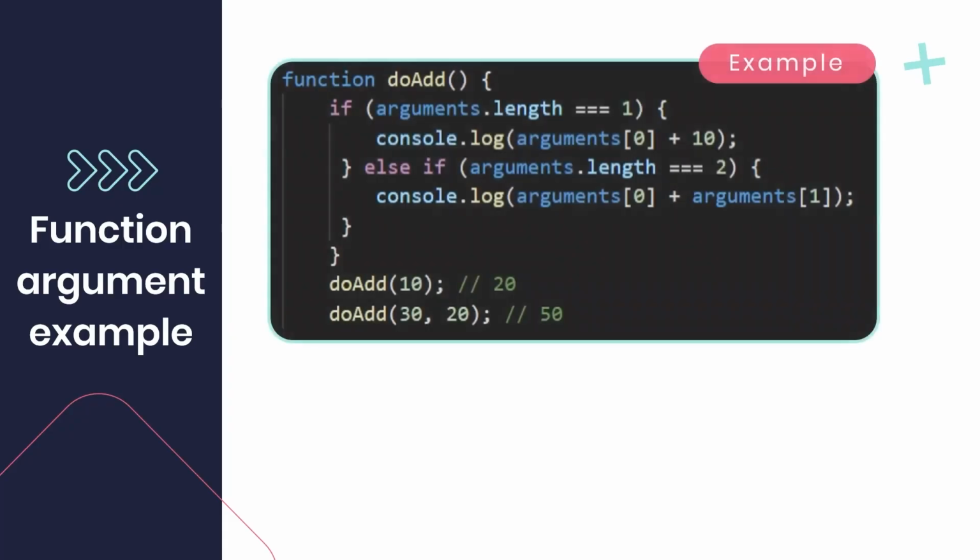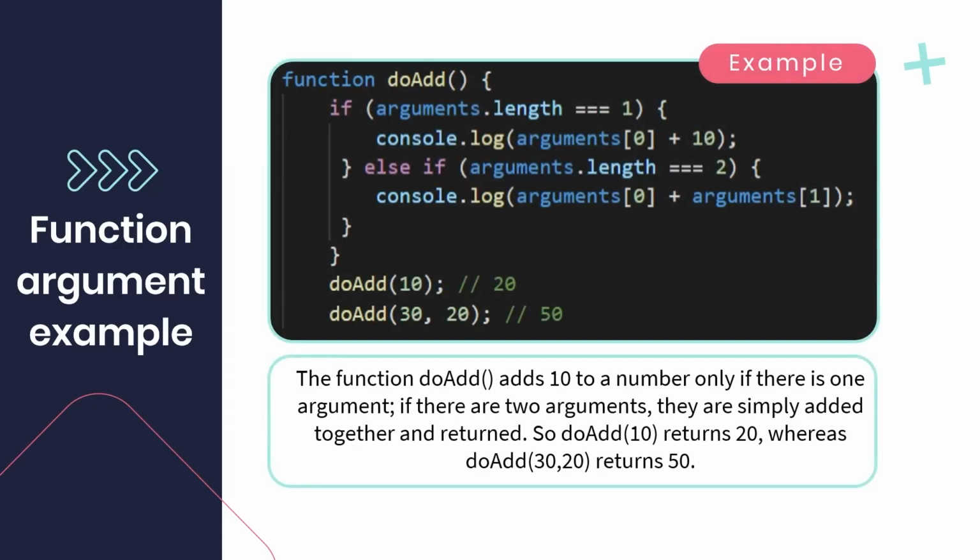Take a look at this example. The doAdd function adds 10 to a number, only if there is one argument. If there are two arguments, they are simply added together and returned. So doAdd(10) returns 20, whereas doAdd(30, 20) returns 50. It's not quite as good as overloading, but it is a sufficient workaround for this ECMAScript limitation.